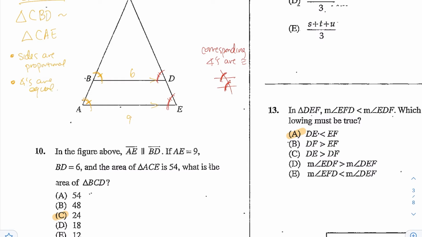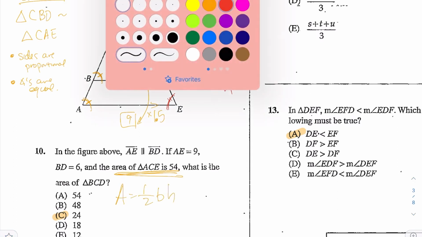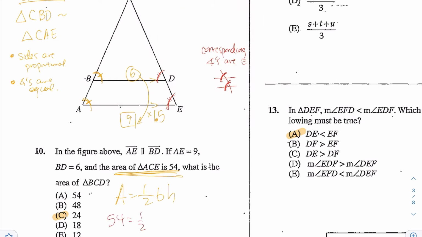Corresponding angles anyway. So once you establish that, you know that the base is 6 up here, bottom is 9. So you know that 6 times 1.5 is equal to 9. So you know the big triangle is the small triangle multiplied by 1.5. Now the area of the big triangle is 54. So remember that's area equals 1/2 base times height. So 54 is equal to 1/2 times the base, which is 9, times the height, which you don't know what it is, but we can figure it out.